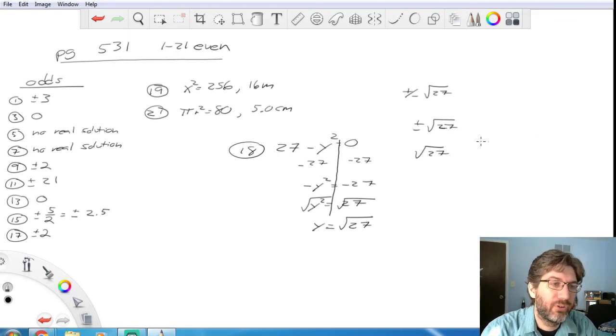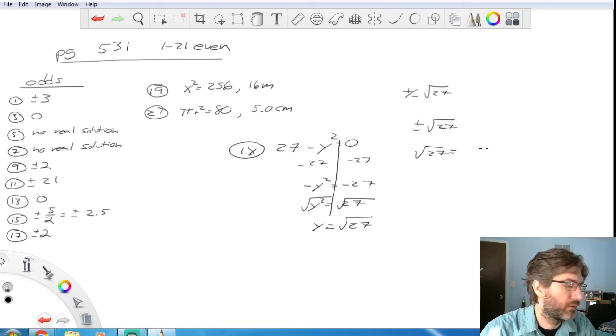You should be able to kind of guess where this is going to be. You should be able to realize that the square root of 27 is between 5 and 6 because it's between 25 and 36. So you should be able to estimate it a bit, but you can leave it under the radical if you need to.